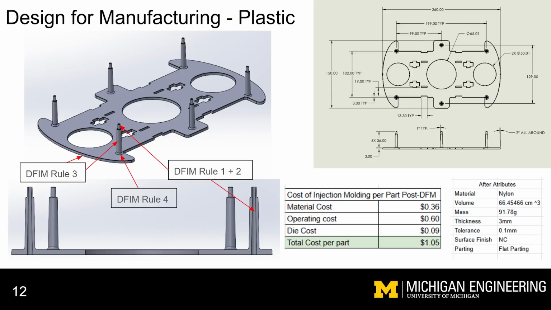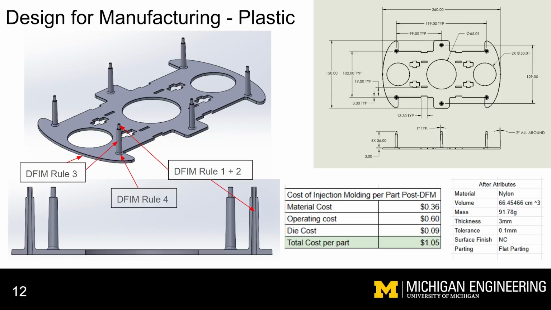For example, Rules 1 and 2 were implemented by adding through holes onto the standoffs to both minimize and standardize wall thickness at 3 millimeters. Rule 3 was used as well by drafting all of the outside walls and the shafts, as well as the inside of the large lightweighting features. Rule 4 was looked at by removing all sharp corners and adding corner radiuses.